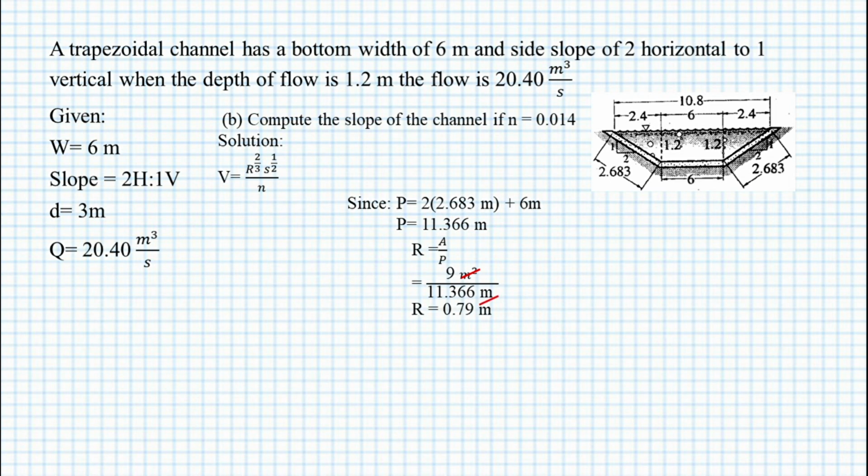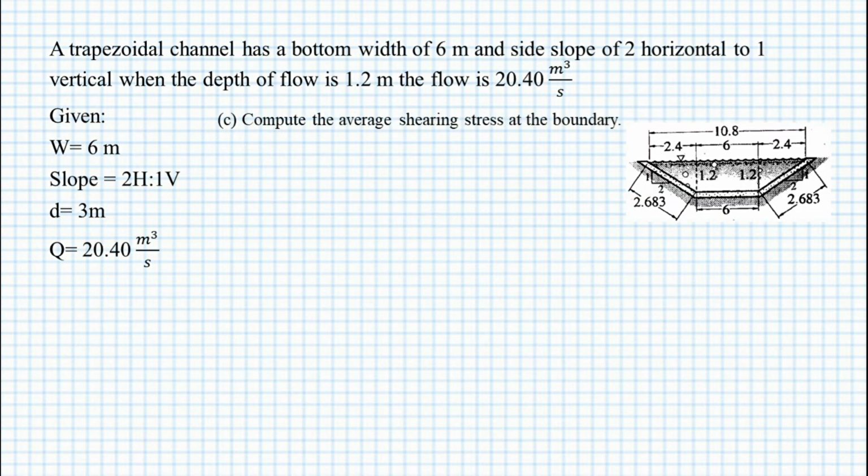So we were going to solve for the slope of the channel with the equation velocity is equals to hydraulic radius raised to the power 2/3 multiplied to the slope of the channel raised to the power of 1/2 over the roughness coefficient. Then plug in the values, we have 2.27 meter per second is equals to 0.79 2/3 multiplied to s raised to the power of 1/2 over 0.014. So our slope is 0.00138.